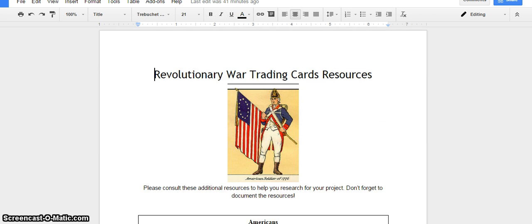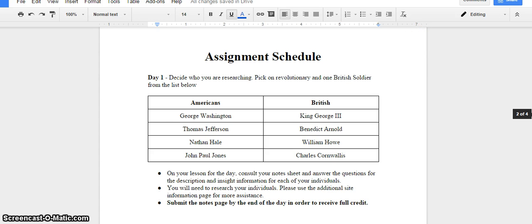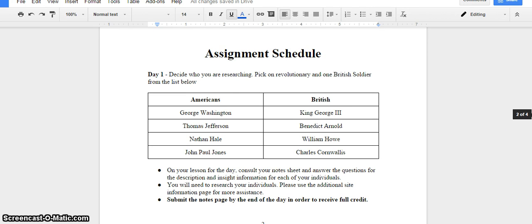Looking back at our assignment schedule, that's day 1. You're answering those questions and submitting that notes page. On day 2, you will be completing a very similar notes page. Let's look at that briefly together.